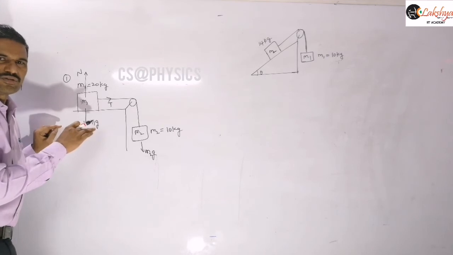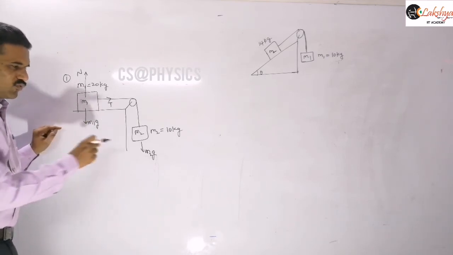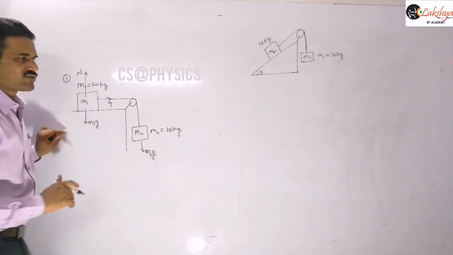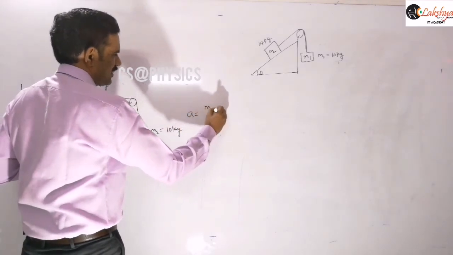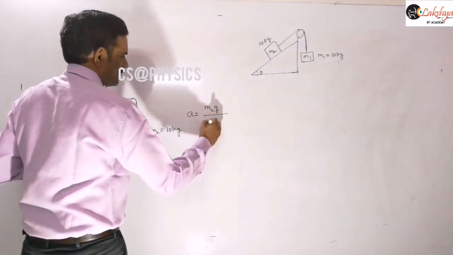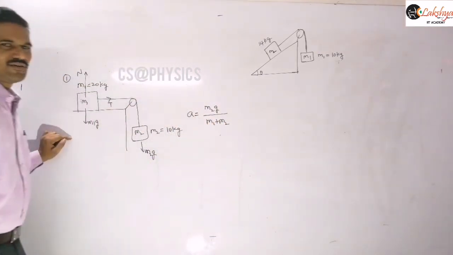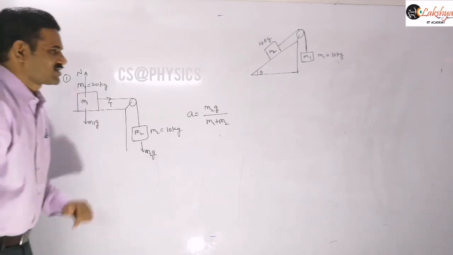When one block is on the table and another block is hanging from the table, the only accelerating force is the weight of the hanging block, and there is no opposing force here. Therefore, the acceleration of the block I can write as M2G by M1 plus M2. The total mass in motion is M1 plus M2, right? So that is the acceleration. You can substitute the numericals, simplify, and find the acceleration and tension.